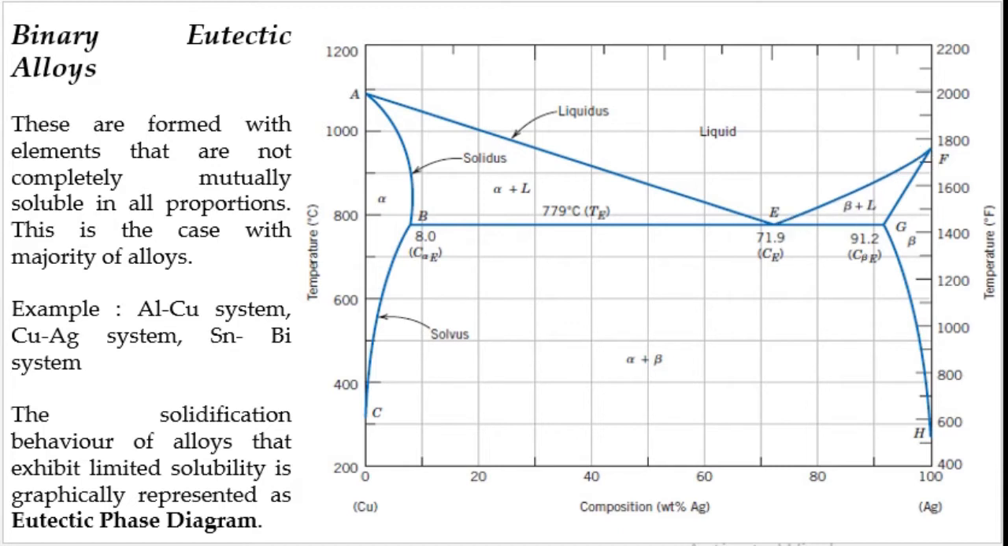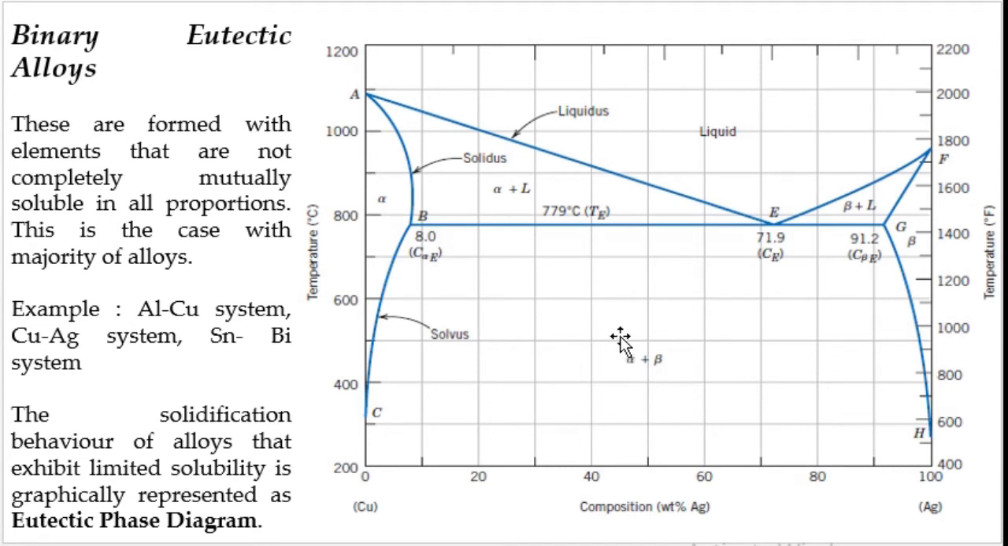Similarly E2F is another liquidus line above which it is completely liquid. But the solubility of alpha phase and beta phase are different. We'll see what the alpha phase and beta phase are, and how the solubilities are different. Examples of a binary eutectic alloy are the aluminium-copper system, copper-silver system, and tin-bismuth system. These are common examples. The solidification behavior of alloys that exhibit limited solubility is graphically represented as a eutectic phase diagram.